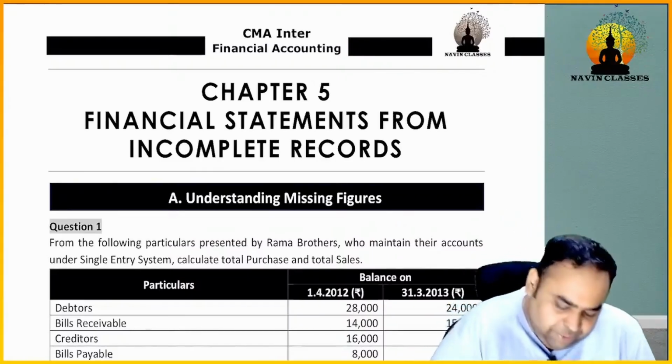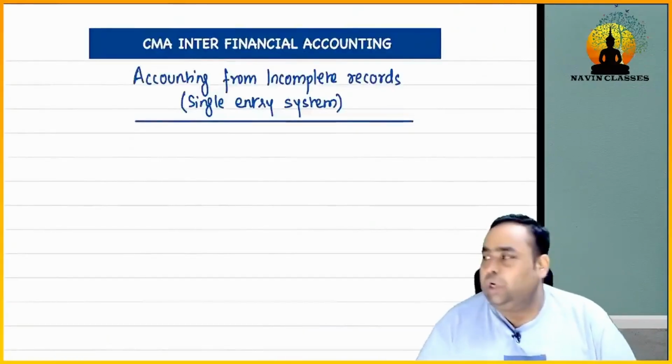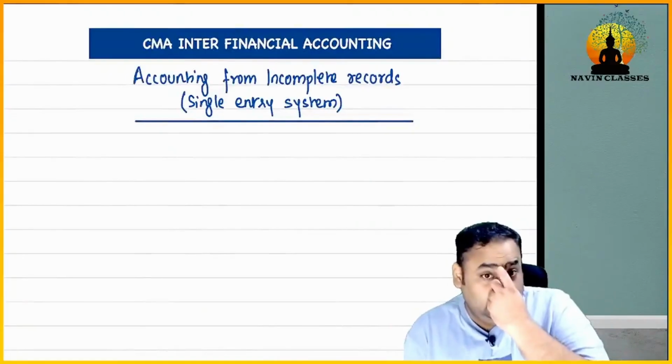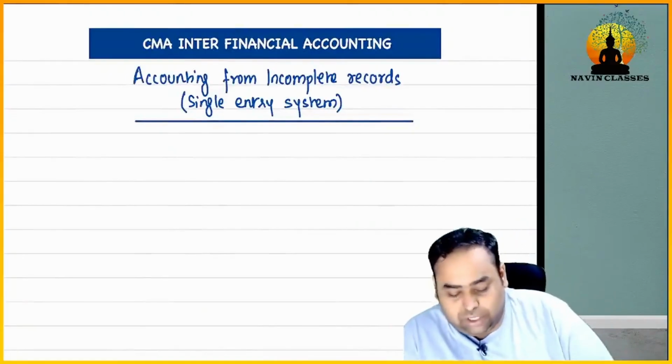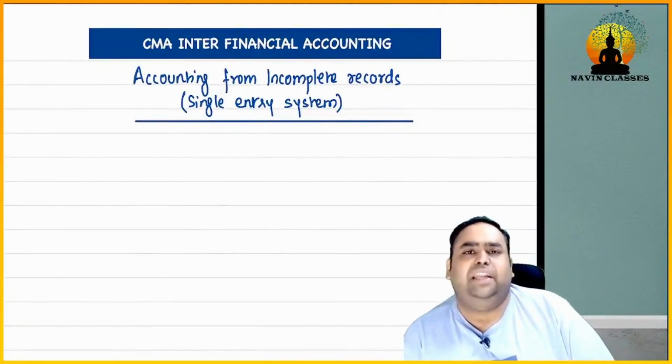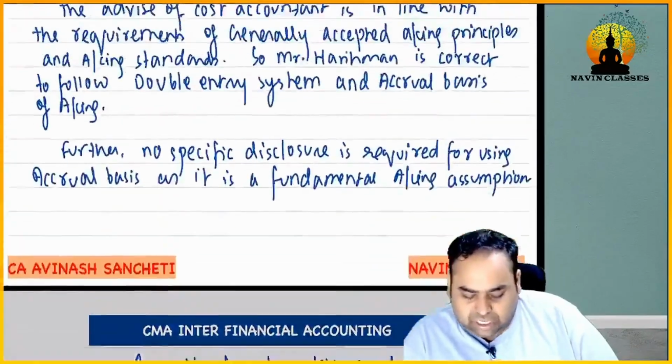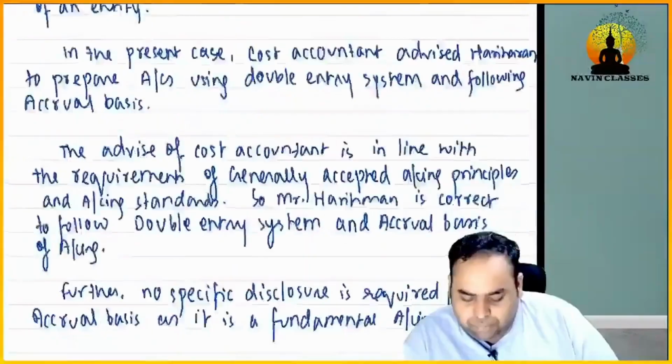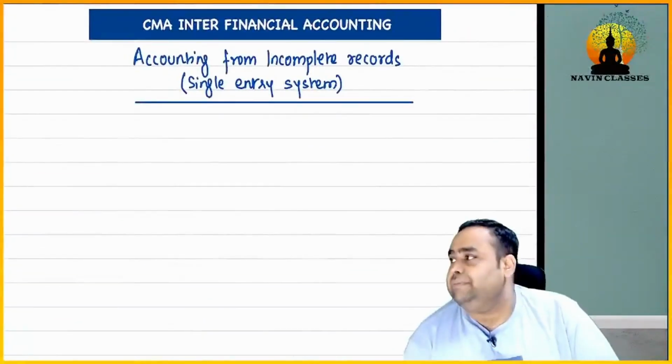So students, please put a heading in your notebook. Write the heading in the notebook: Accounting from incomplete records, and write single entry system in bracket.